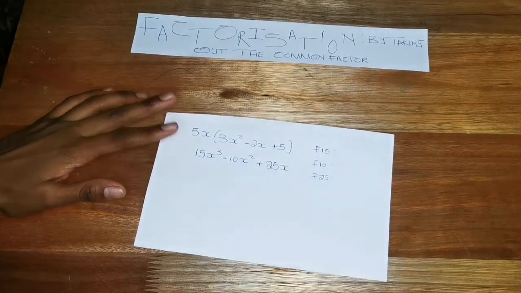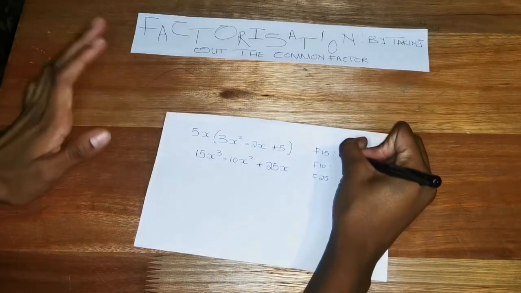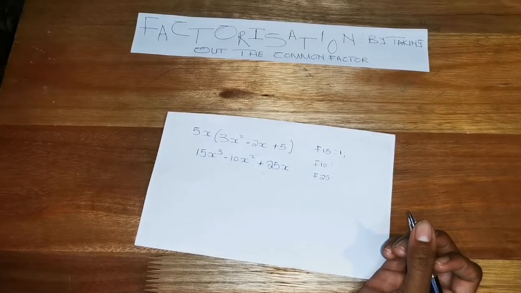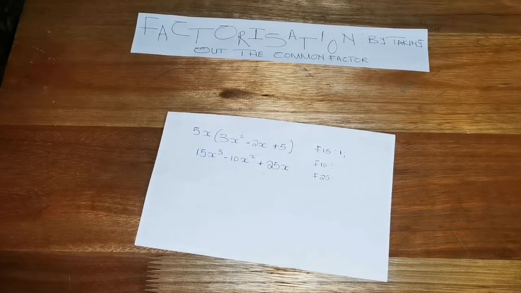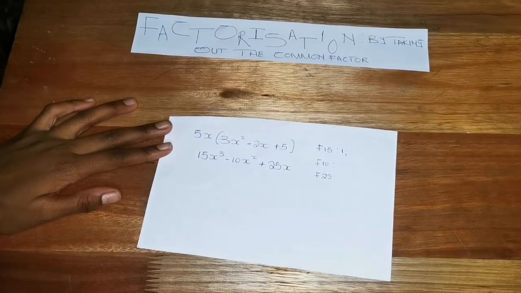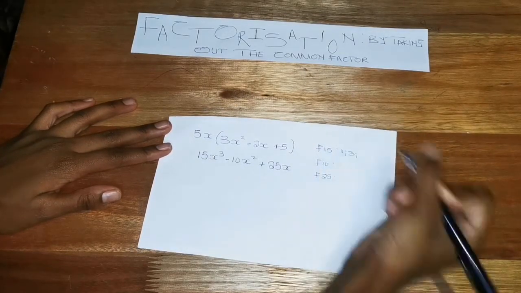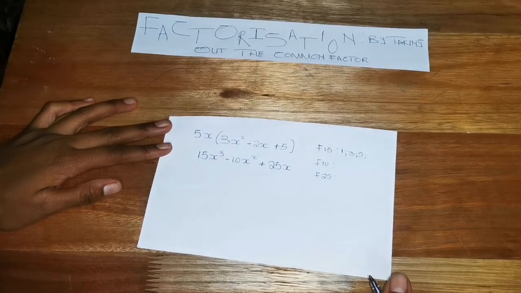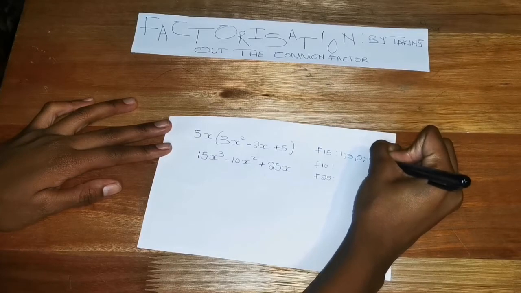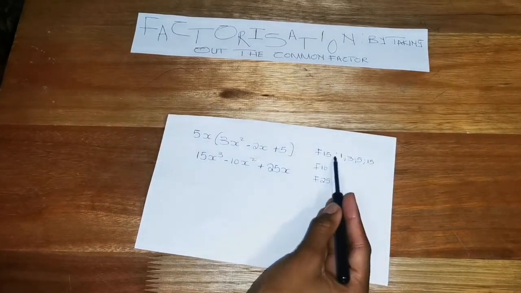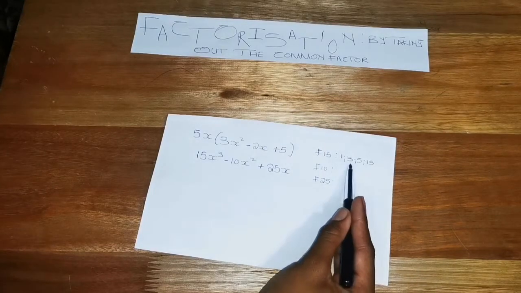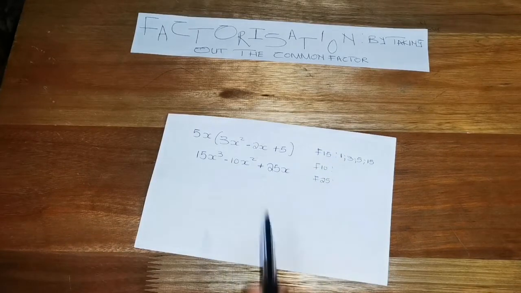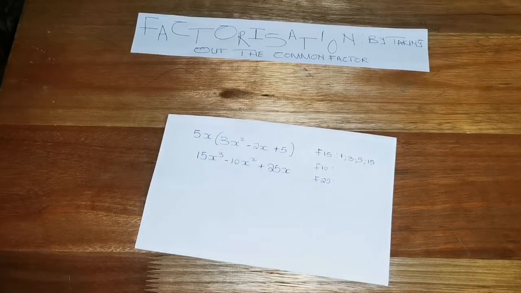Which first number fits into 15 without leaving a remainder? It's 1. Then secondly, does 2 fit into 15? Yes, it does, but it leaves a remainder, meaning that we cannot consider it as a factor of 15. Then we calculate 3, yes. And then 5. What else? And then the last one, 15. So 1 fits into 15 without leaving a remainder. 3 fits, 5 fits, and 15 fits into 15 without leaving a remainder.